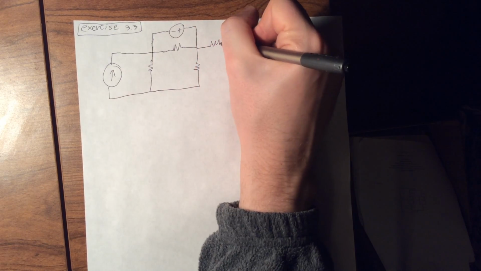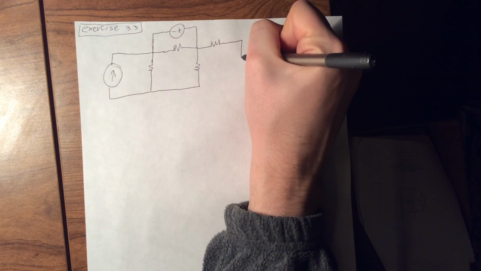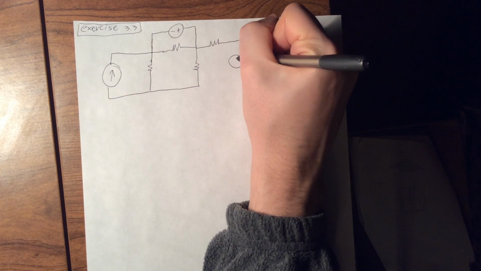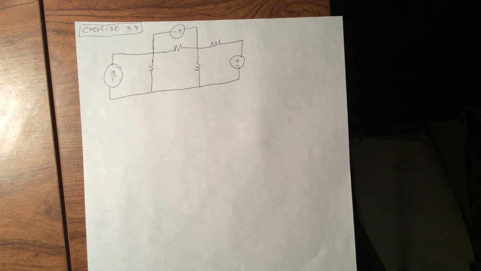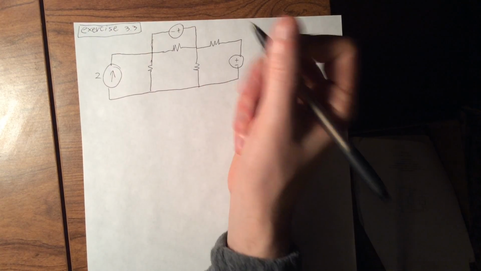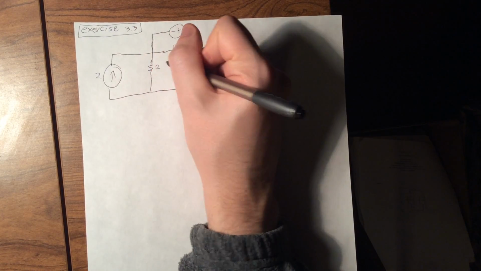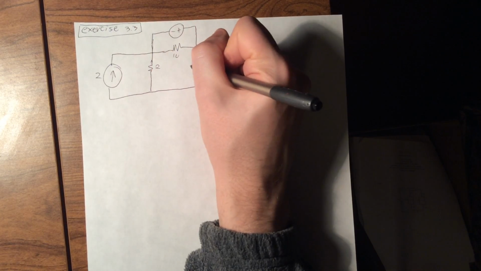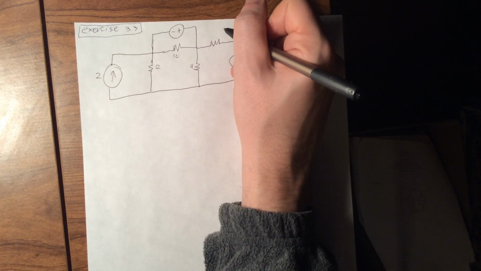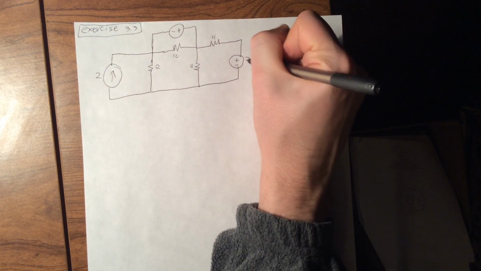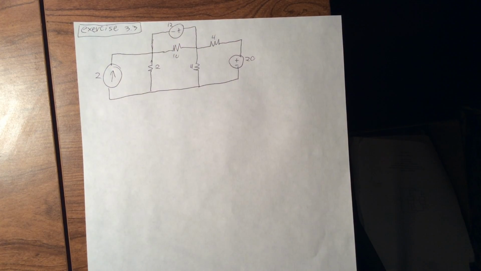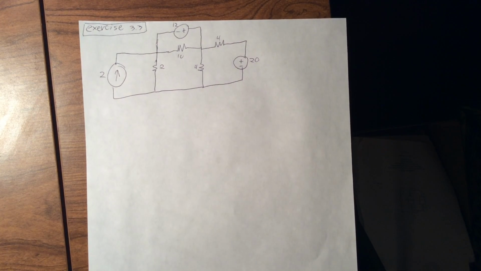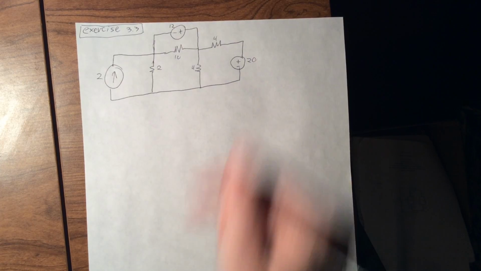We have another resistor coming out. And we have another power supply pumping 20. This is the super amount of power supplies here. Look at all those. All right, let's get our labels. This is 2. This is 2. This is 10. This is 4. This is 4. This is 20. This one is 12. Everything labeled? Yep. So we're going to solve this one the same way we solve all of them.